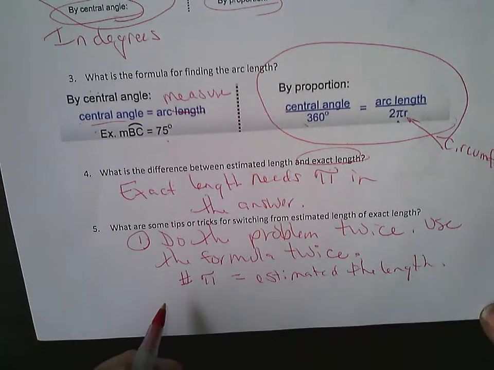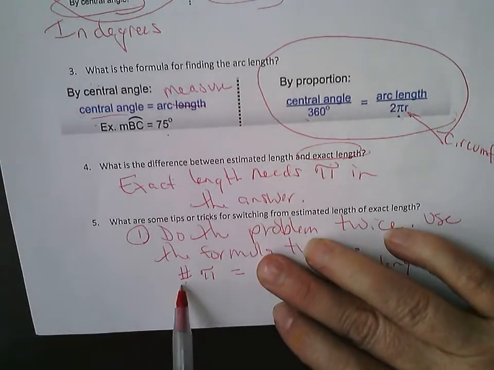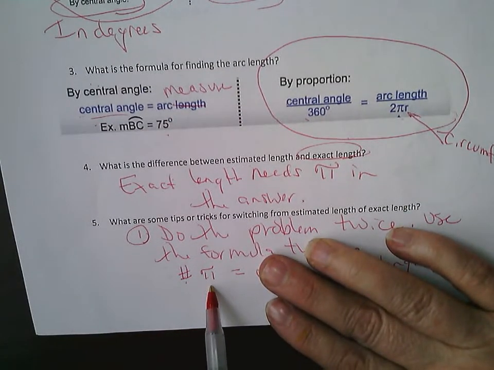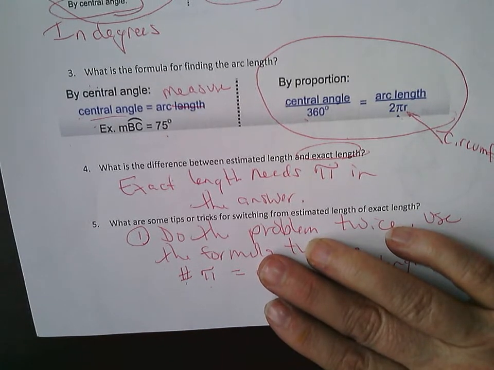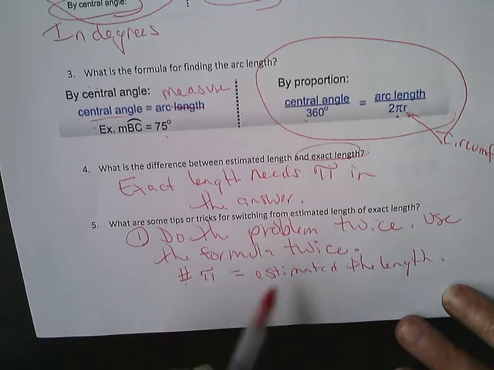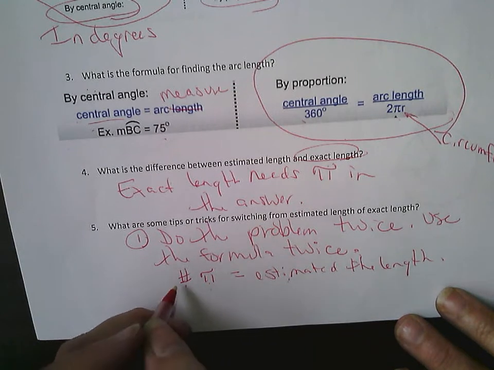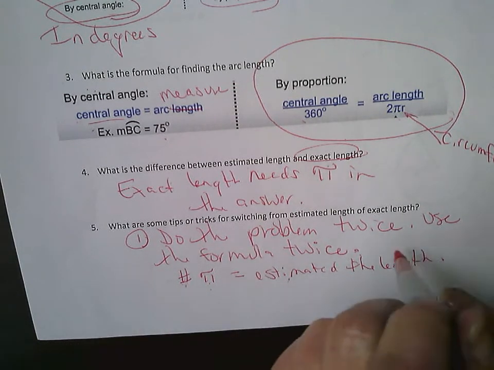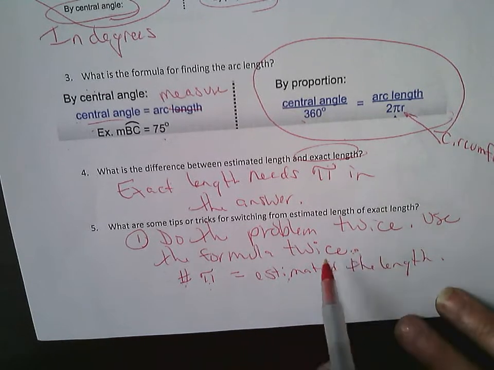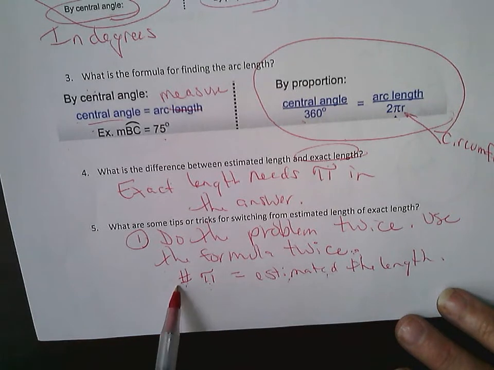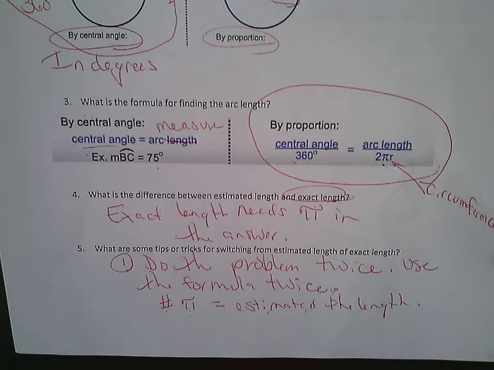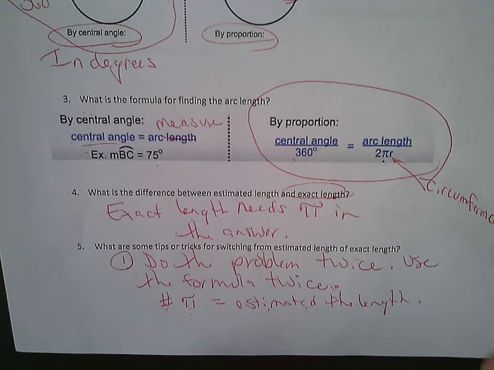So what do I mean by that? If we leave it like a number times pi, that indicates an exact length. But if we need the estimated length, we can substitute 3.14 in here for pi and times it by the number that's in front of it, and that'll give us our estimated length. If we're given the estimated length, we can divide by 3.14 and we can get the number in front, which helps us put together the exact length.